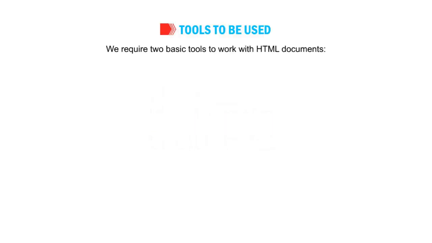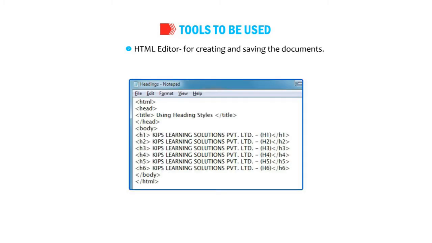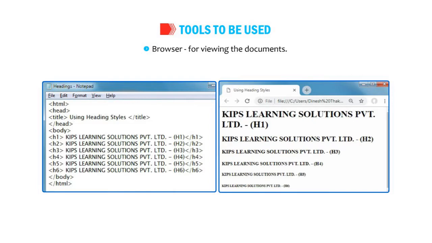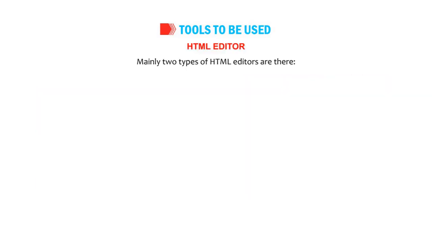Next, we will learn tools to be used in HTML. We require two basic tools to work with HTML documents: HTML editor and browser. HTML editor is used for creating and saving the documents. Mainly two types of HTML editors are there.